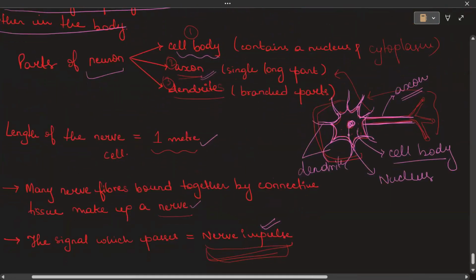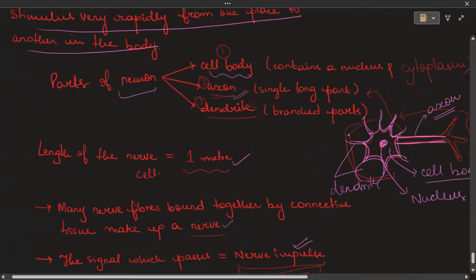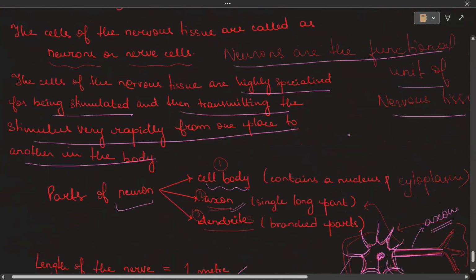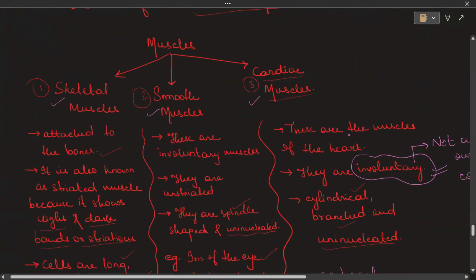Okay, so with this, we have actually completed the chapter tissues. Now we will be continuing with the improvement after you're done noting it down. Okay, so now you can note it down.